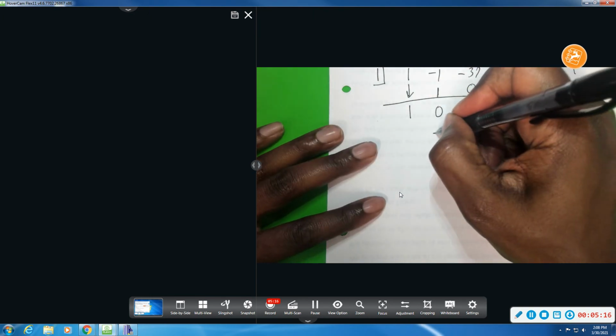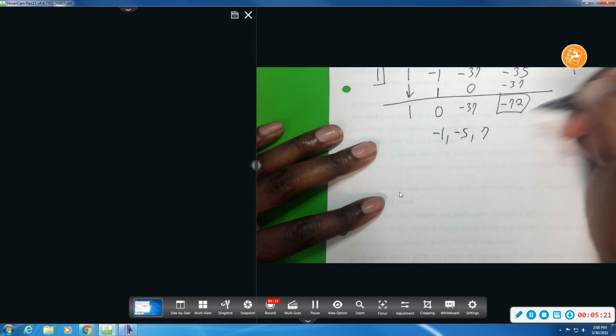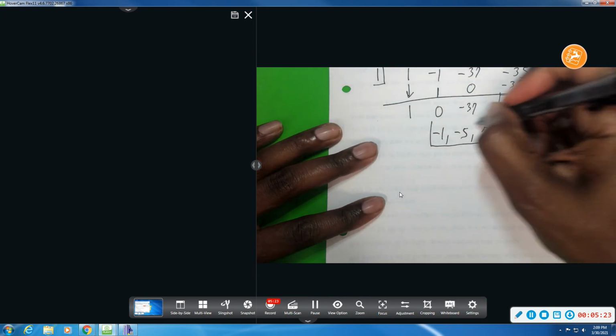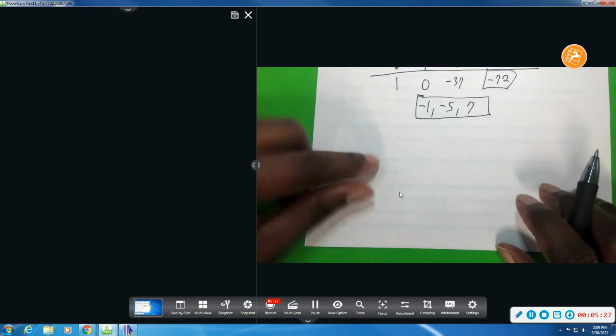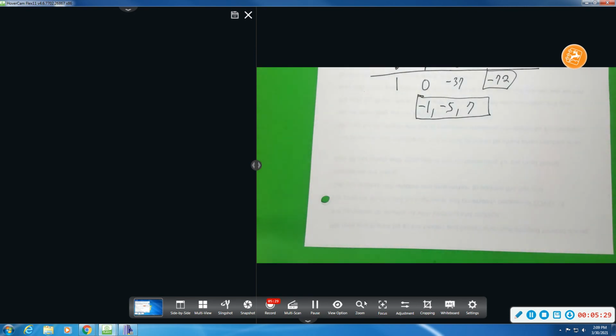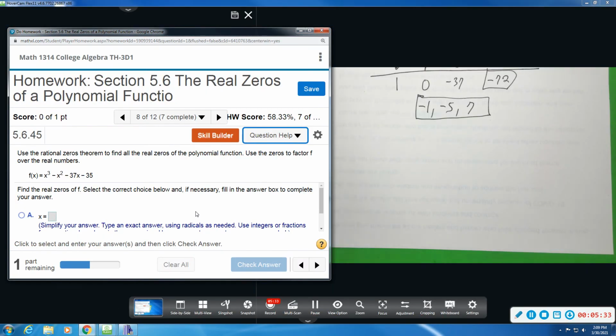So we want to try -1, -5, and positive 7. These are the numbers where I think it crossed from just looking at the calculator. We're going to verify it by actually computing the 0. So we're going to do synthetic division.